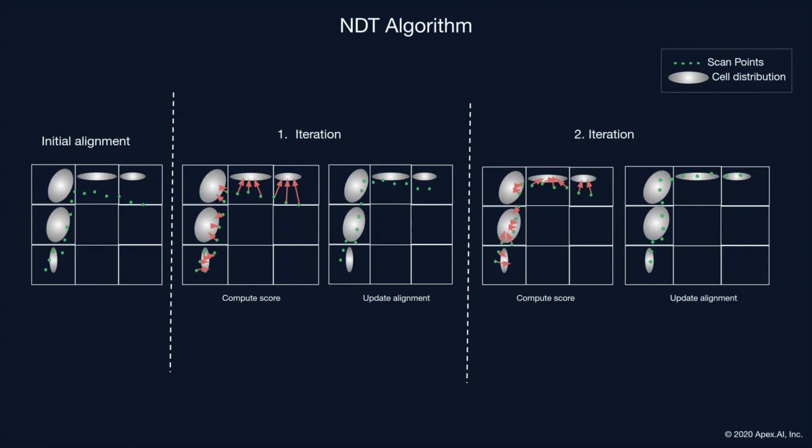And for the sake of the argument, let's just say that this alignment is not good enough for us. So we go for a second iteration and the same thing happens, but this time for the updated pose. We again compute the score, use the Newton's method, then we update the pose once more. And as you can see this time, we have a much better alignment and we can stop.